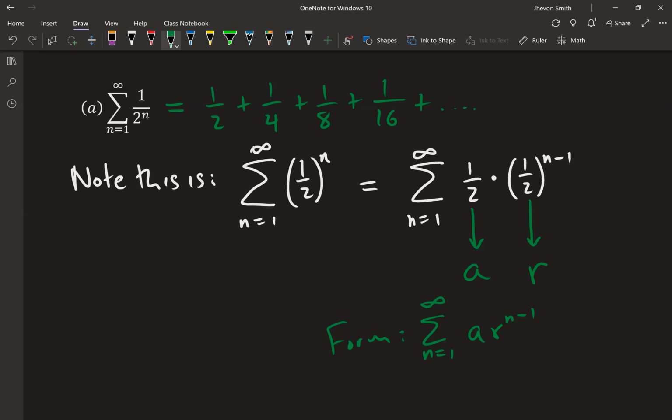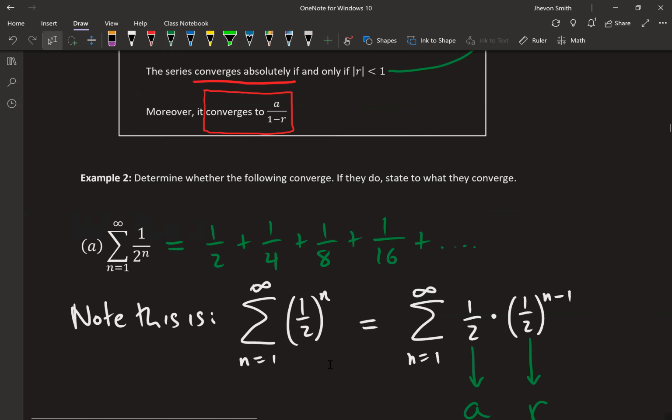So now I recognize this as a geometric series. How am I going to recognize it as a geometric series? Well, it's going to be something specific that you're looking for. We'll look at strategy later. But for now on, just notice that this is a geometric series. I can write it in this form.